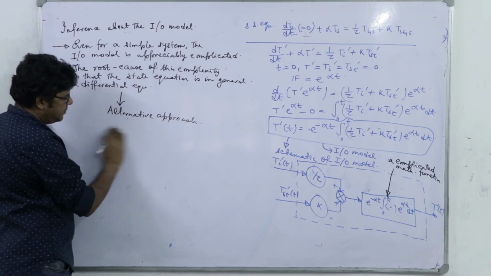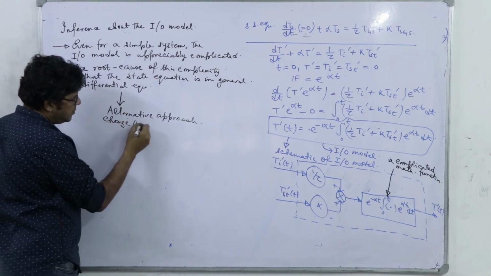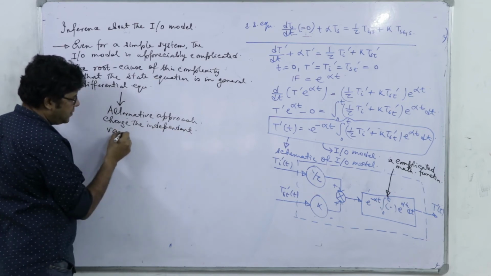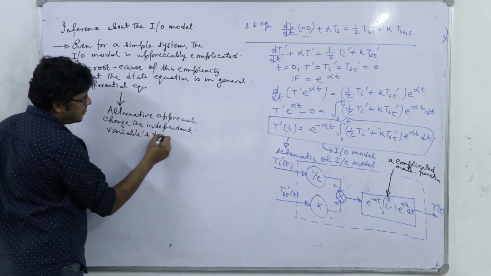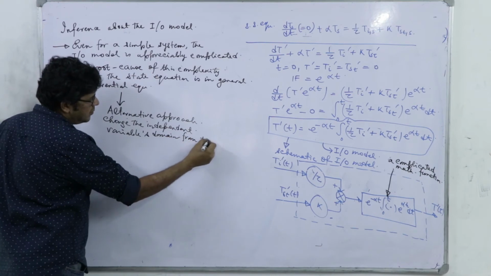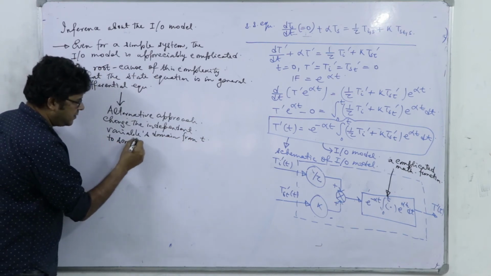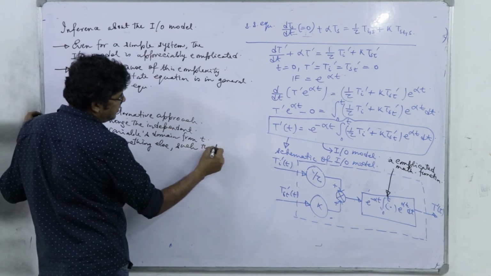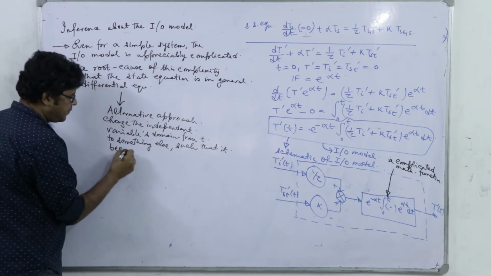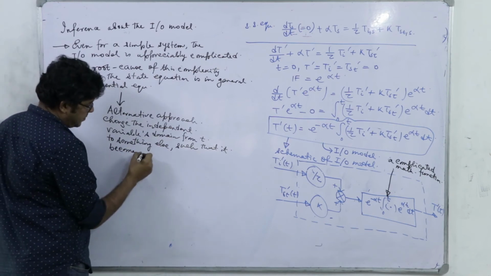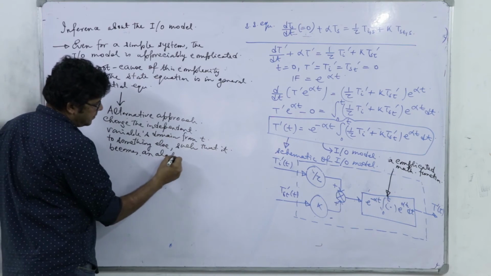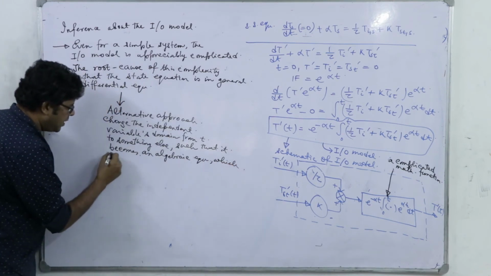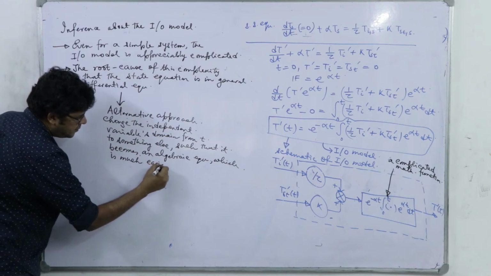that is, change the domain, change the independent variable's domain from time to something else, such that it becomes an algebraic equation which is much easier to solve.